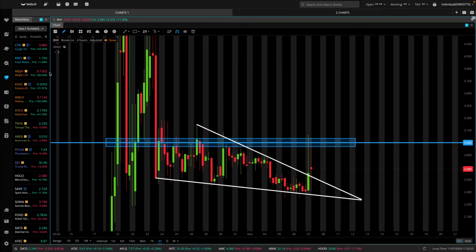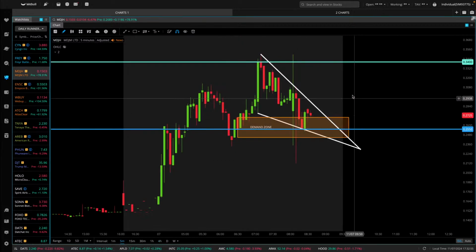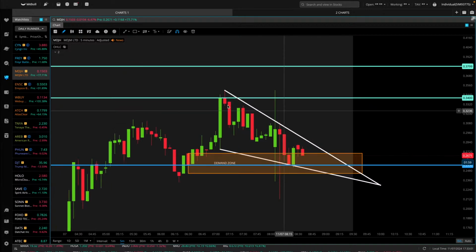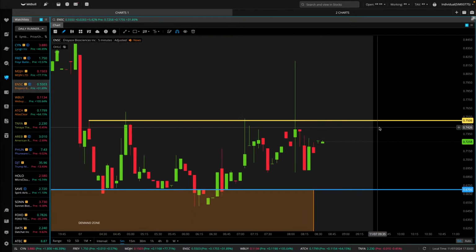MDDH, could it be today's runner? Hopefully. It looks good. I would be trading this. I know it's below VWAP, but yeah, it looks good. I like that.